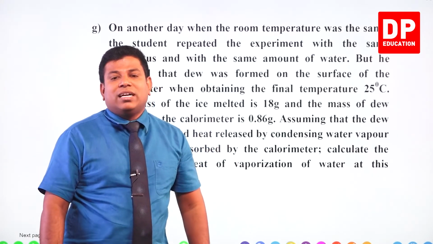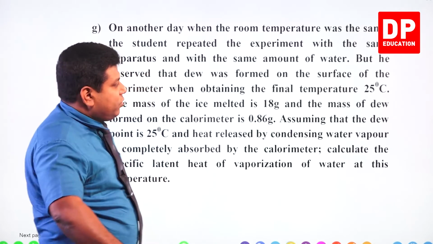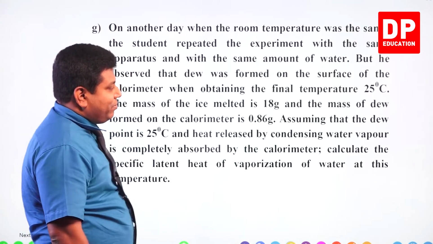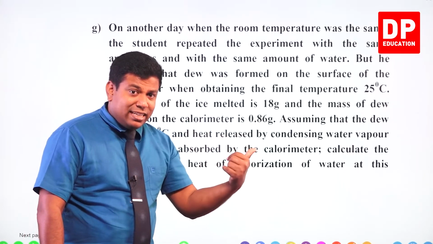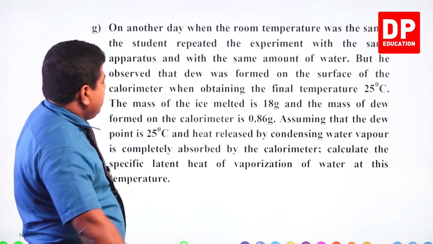The water content in the air would have been high, so the dew point was achieved quickly. The mass of the ice melted is 18 gram. See, the previous day's experiment, it was 11 gram. Today it is 18 gram. 7 gram additional ice has been required.